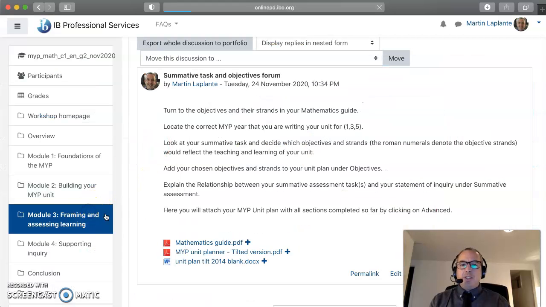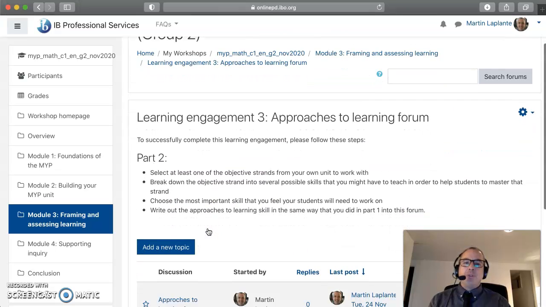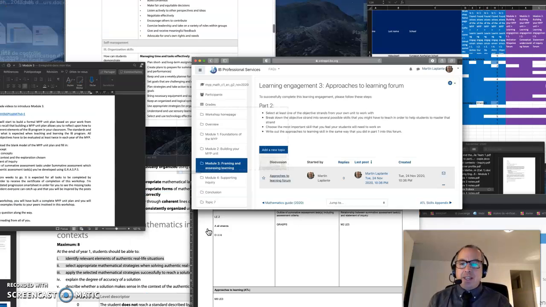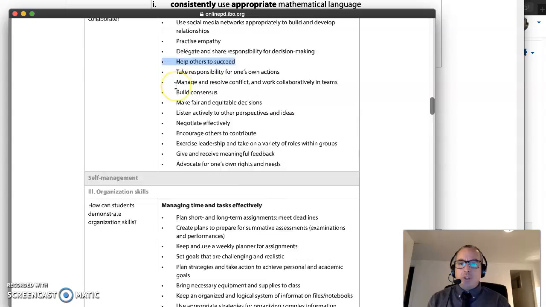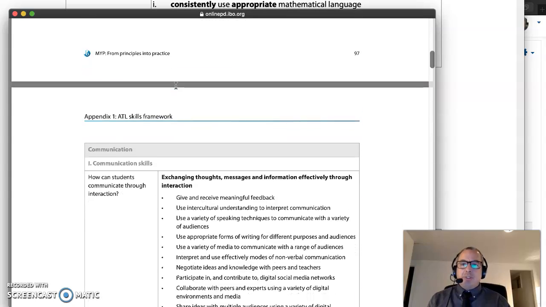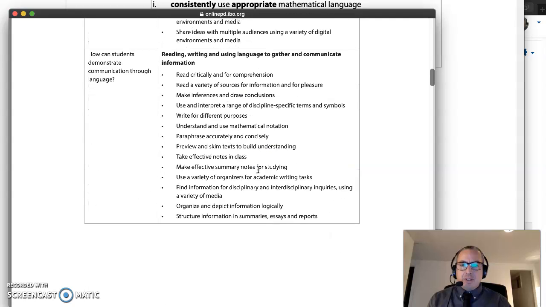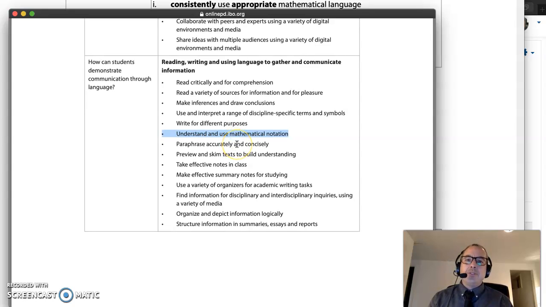So going to learning engagement activity number 3, as I said, it concerns approaches to learning. You have to select one indicator. Remember, the indicator would be in that document here. Let's say it's communication or critical thinking, whatever. There are some about mathematics, that's what I'm trying to find right now. Let's say understand and use mathematical notation.